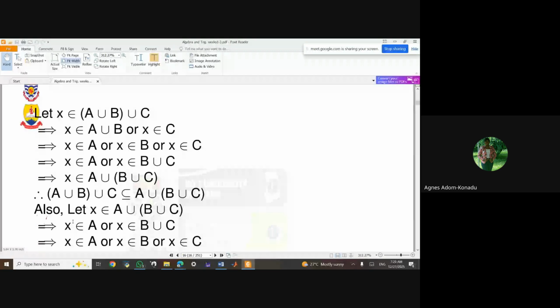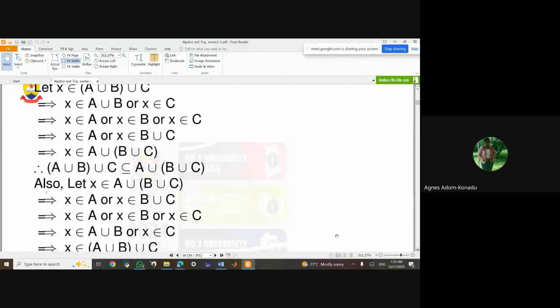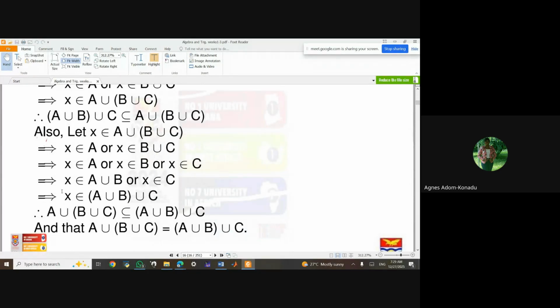Then this implies that X is in A or X is in B union C, which is the same as X is in A or X is in B or X is in C. Then I can write it as X is in A union B or X is in C. Then this is the same as X is in A union B, open a bracket, union C.